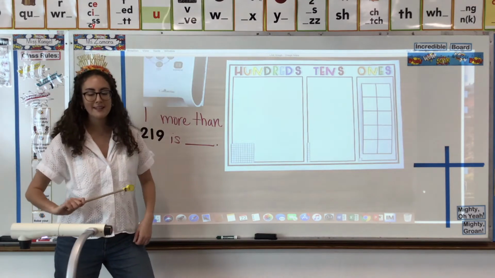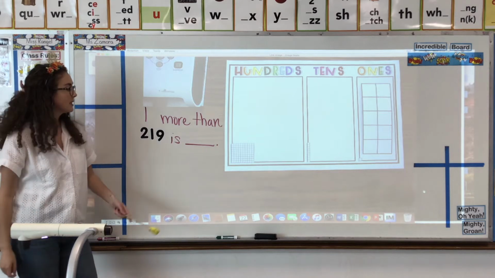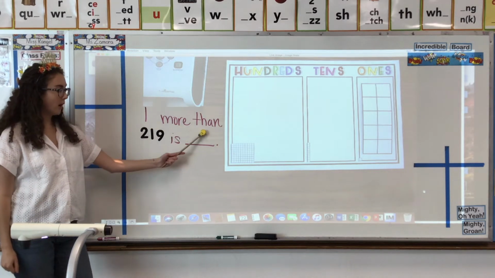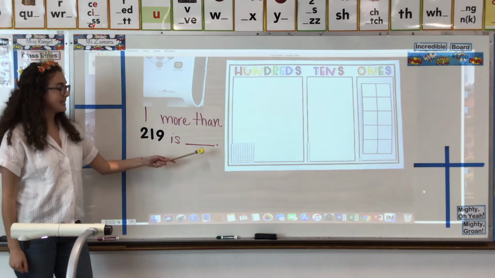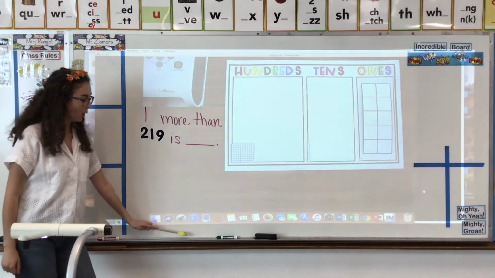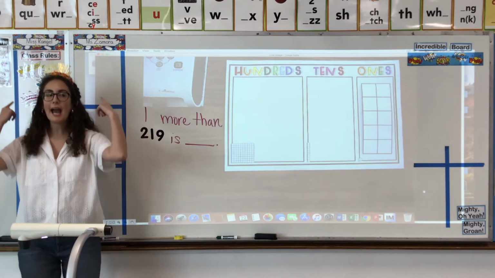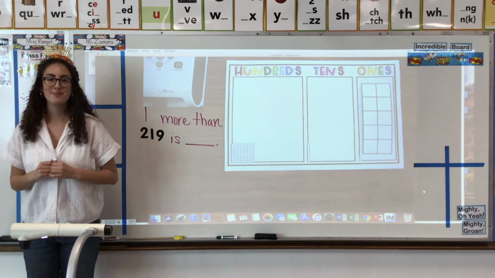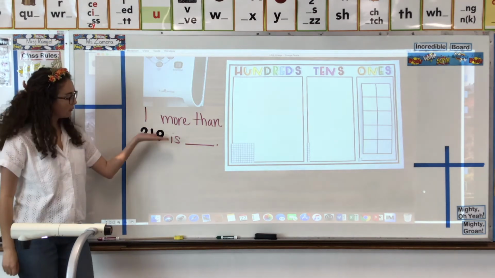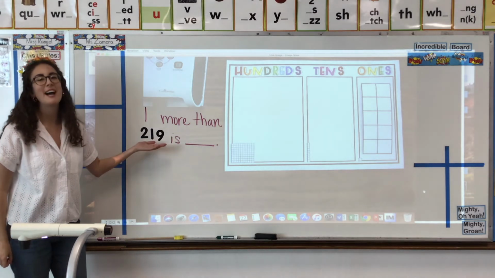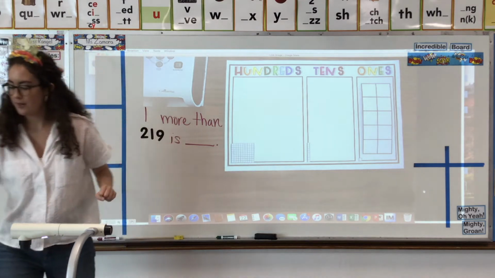Okay, you ready? Let's read our third sentence all together. Nice and loud. It says, 1 more than 219 is blank. Okay, in this number sentence, it's asking us to add what? Add 1. Just add a 1. And what do we have so far? 219. So let's go ahead and show that on our board.